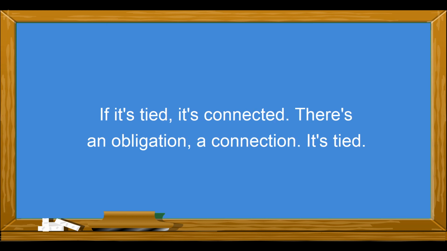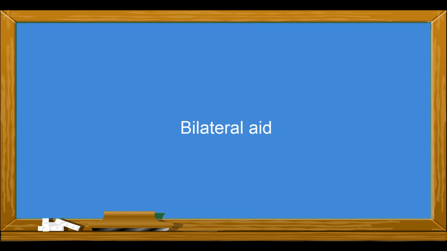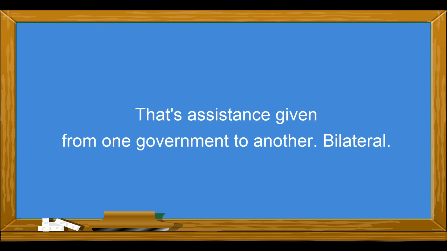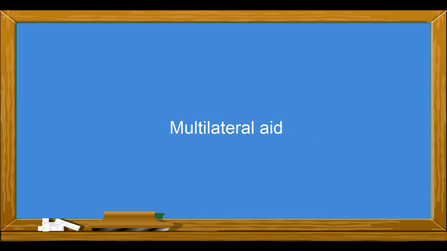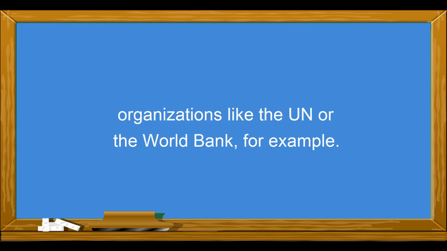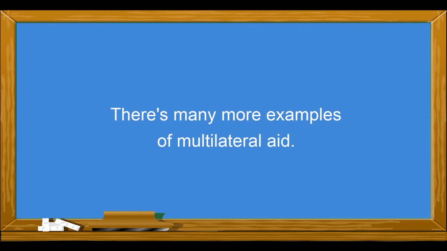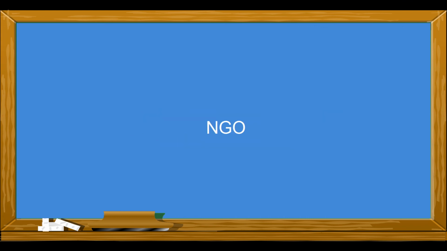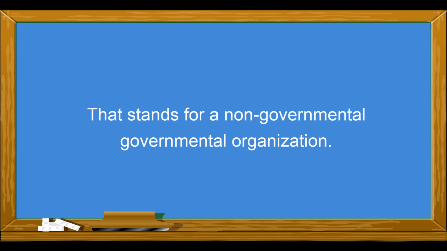If it's tied, it's connected. There's an obligatory connection. It's tied. Bilateral aid. That's assistance given from one government to another. Bilateral, two. Multilateral aid. Assistance by governments to international organizations like the UN or the World Bank, for example. There's many, many more examples of multilateral aid. NGO. That stands for a non-governmental organization.